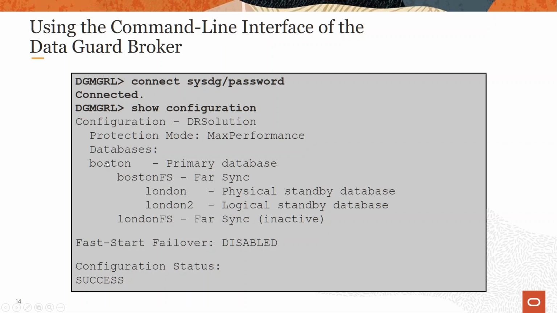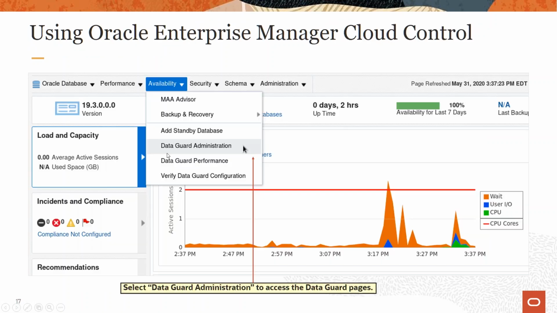One thing you have to know here is that the indentation indicates how redo is transported. Boston transports to the next level component, which is Boston far sync. Boston far sync transports redo to the next level components, which are London and London 2. So Boston far sync transports redo to two different standby databases.